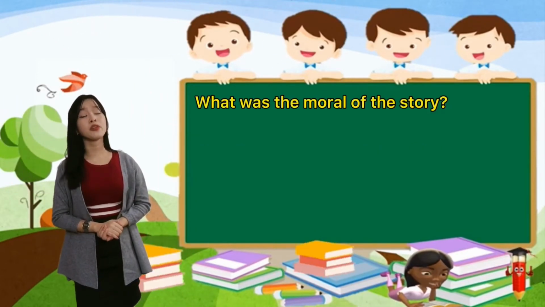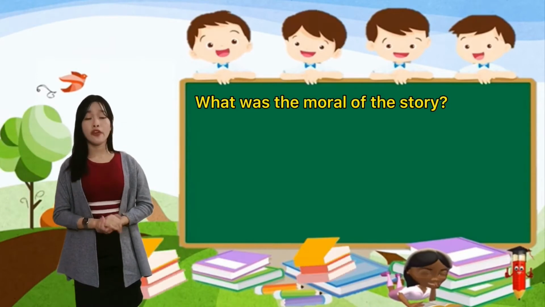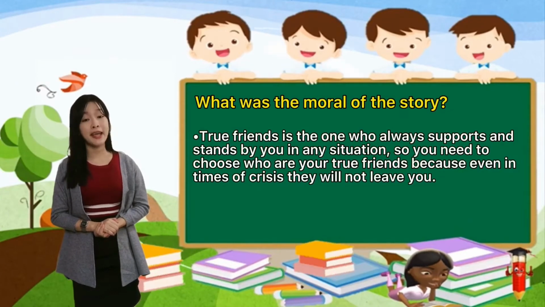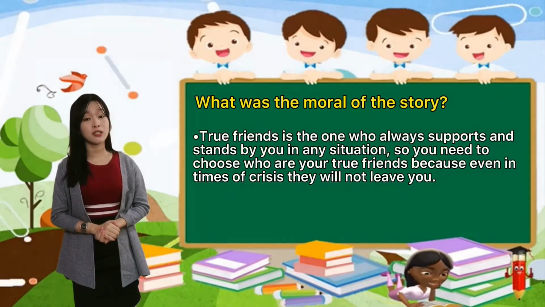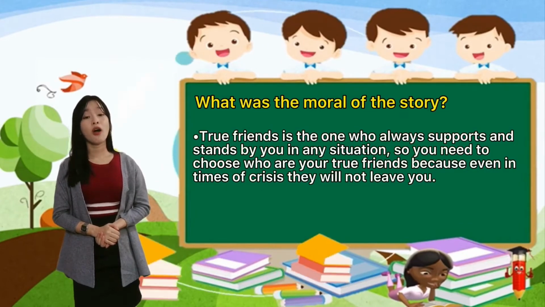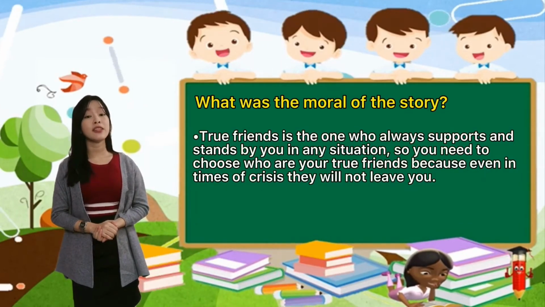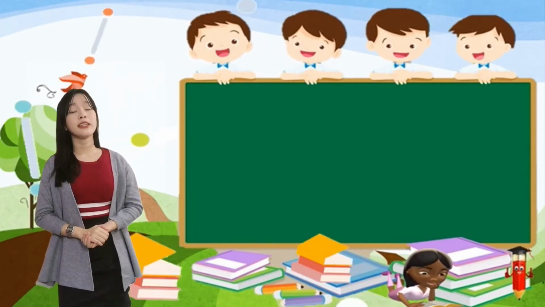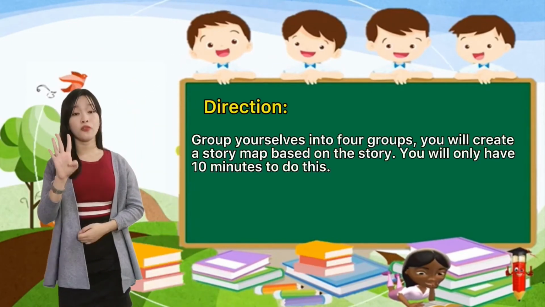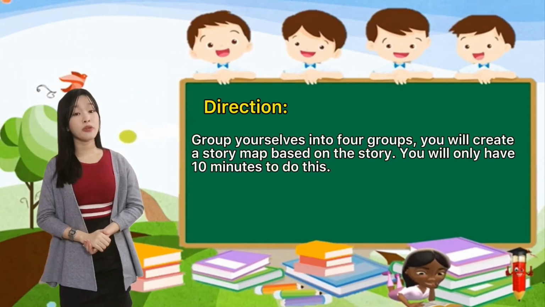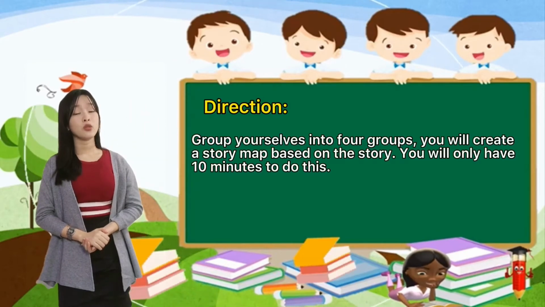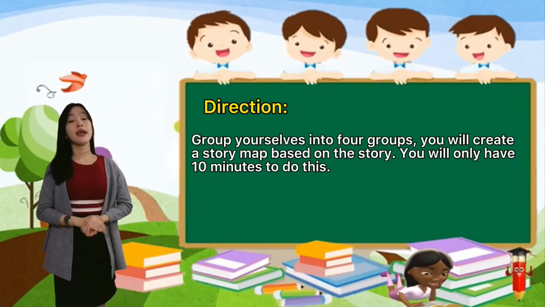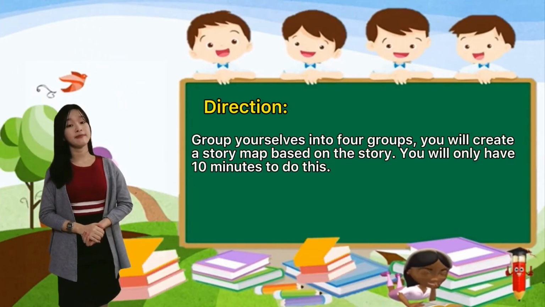So what was the moral of the story? Very good. A true friend is the one who always supports you and stands by you in any situation. So you need to choose who your true friends are, because even in times of crisis, they will not leave you. Okay, children, now you need to form a group of four. And you need to create a story map based on the story of the two friends and the bear. You will only have 10 minutes to do this. And you will post your work at the board.